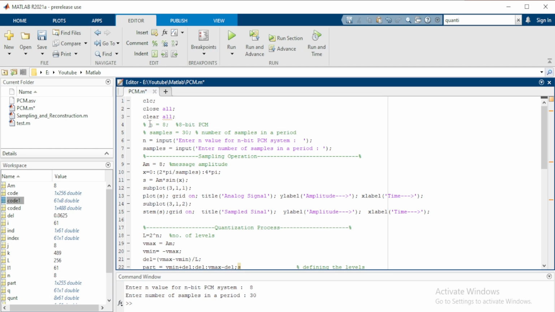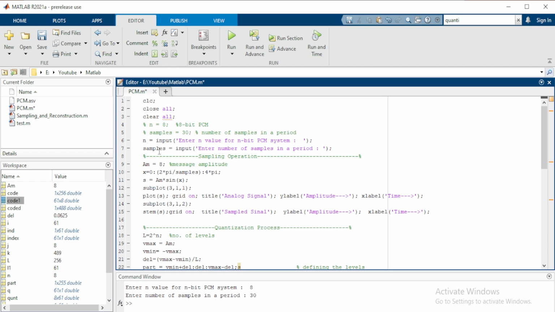So first, you can define n directly, that is, the number of bits required for the sample value. You can define directly n equals 8 or 3 or 16, like that. Similarly, we also have to define the number of samples that we require for every period of the message signal, which is a sinusoidal signal. At 2 pi, that is one period, how many samples we require, that is actually sampling.